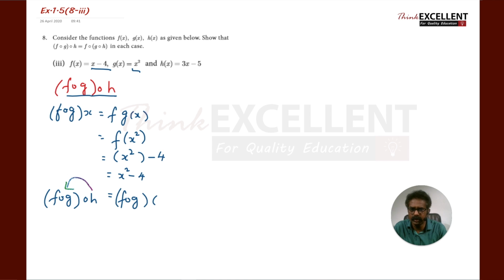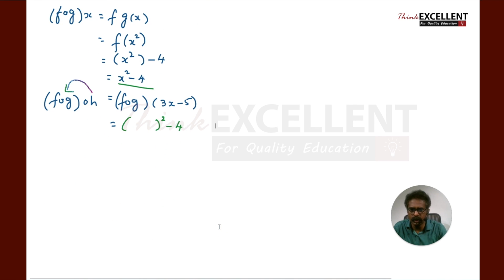What is h of x given here? H of x is 3x minus 5. This 3x minus 5 is substituted where? In f composition g. What is f composition g? It is x square minus 4, right? You substitute there, x square minus 4. So can you simplify, substitute the value? Here you give 3x minus 5.